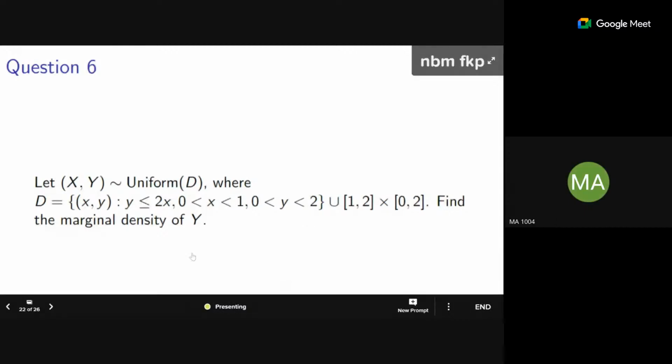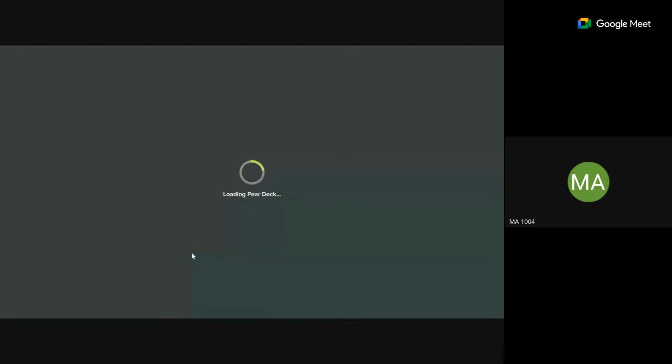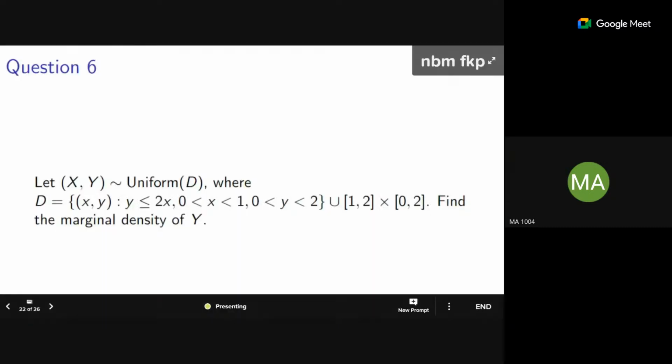Yeah. So now the next question is: you have x and y random variables which are uniformly distributed over the region D, which is y less or equal to twice x, where x is lying between 0 to 1 and y is lying between 0 to 2, union another region which is [1, 2] cross [0, 2]. Then find the marginal density of y.